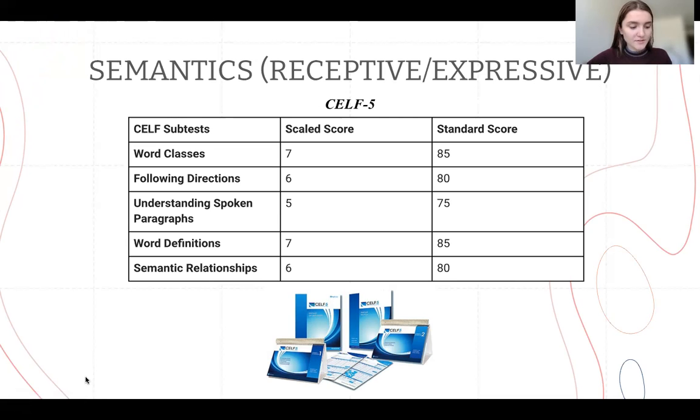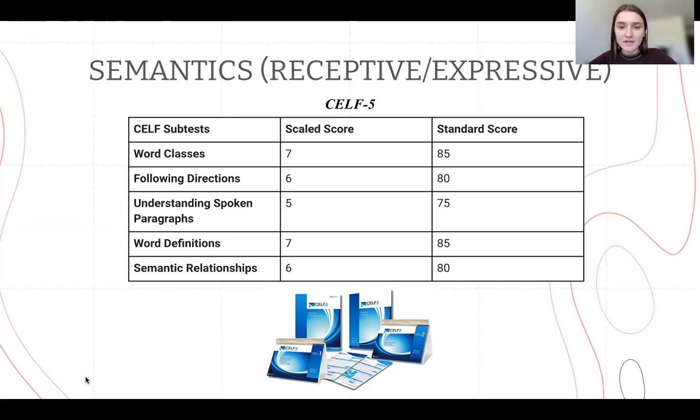Okay, so the next test that the client took was the CELF-5, which is a norm-referenced test used to assess morphology, semantics, syntax, and pragmatics. It has 8 subtests, but we used 5 because they were specifically used to assess the client's semantic skills. There's a few more that we used for syntax, but that'll be on the next slide. The first subtest that was used to test his semantic abilities was word classes. This subtest assesses his ability to categorize words based on their semantic relationships with one another.